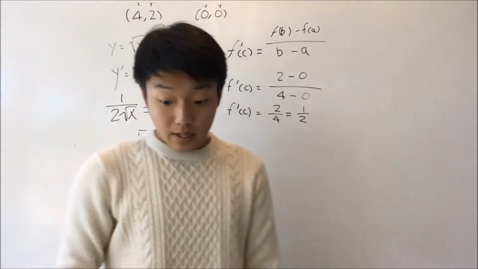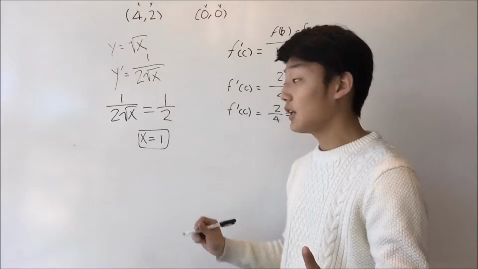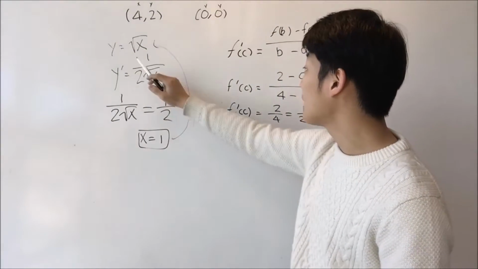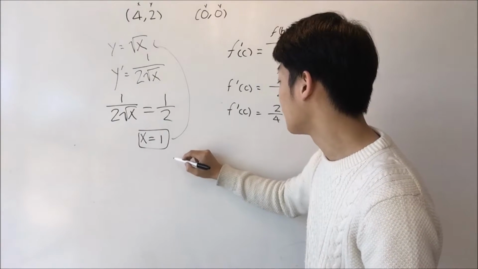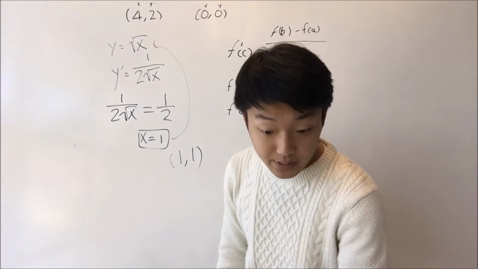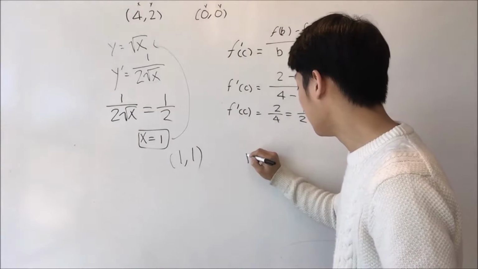Now, because we have to solve for the y value, we just need to plug this back in and solve for y. So what is radical 1? It will be 1. So the coordinate will be 1 and 1. And when we look at the choices, the answer will be B.